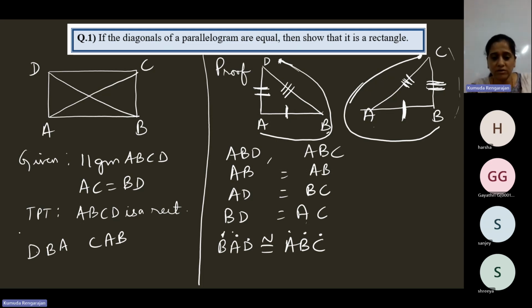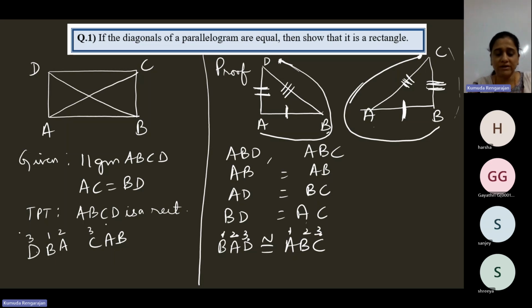Remember it. 1, 2, 3. So here it is DBA, no? Here D is 3, B is 1 and then 2. So here also it should be 3, 1, 2. Yeah, C is 3, A is 1 and B is 2. You can name them in different ways.